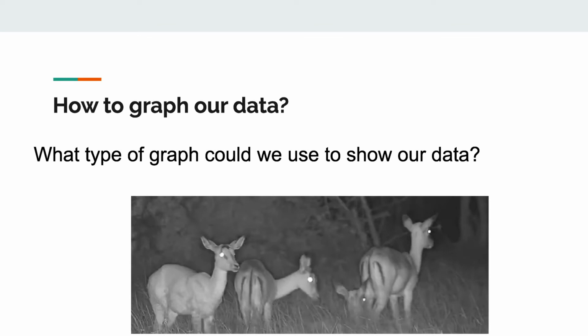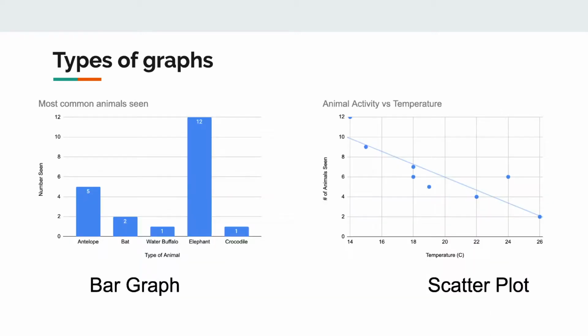Now that we have all our data collected, we need to figure out how to graph it. There are two main types of graphs that you can use to do this, a bar graph and a scatter plot. A bar graph is a great way to display the number or count of some things in different categories.